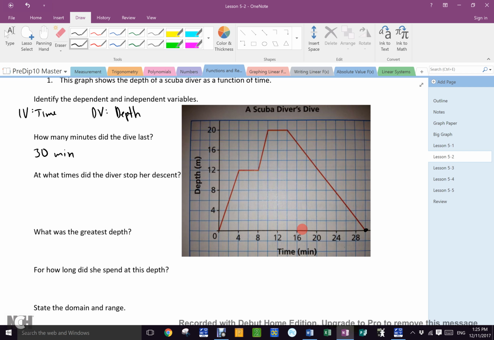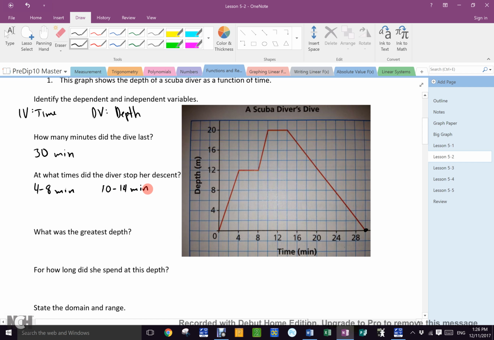All right. So, at what times did the diver stop her descent? Pardon me? Not at 14 minutes. At what times did the diver stop her descent? When was her descent stopped? It's right on the graph. 4 to 10, and then they go up to 20, and then she doesn't go any deeper than that. So it's 10. No. Wait, I think that's what the line is. 4 to 8 minutes. And 10 to 14 minutes.